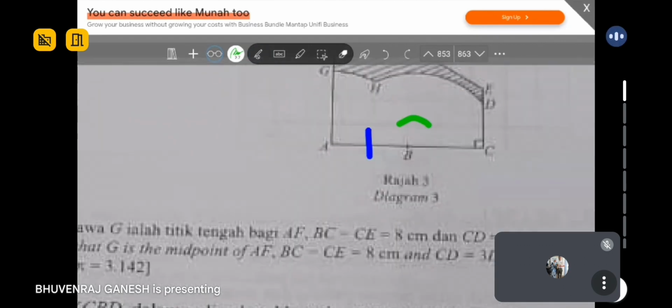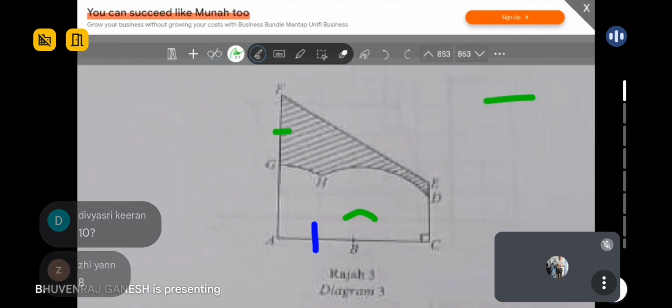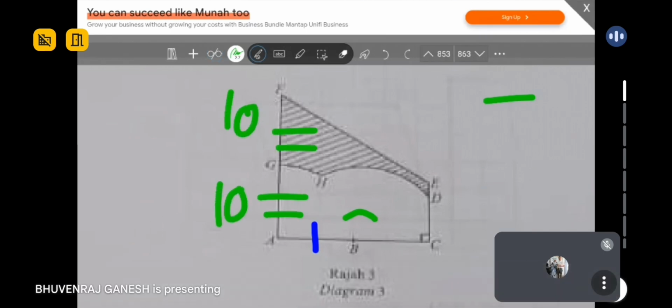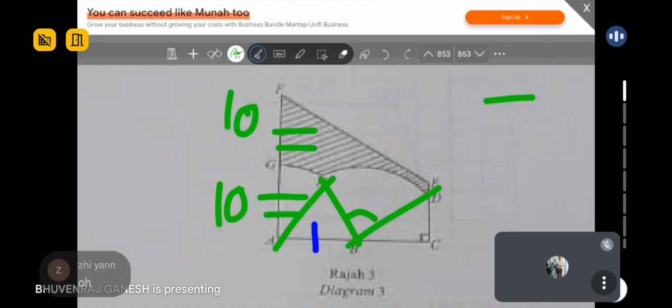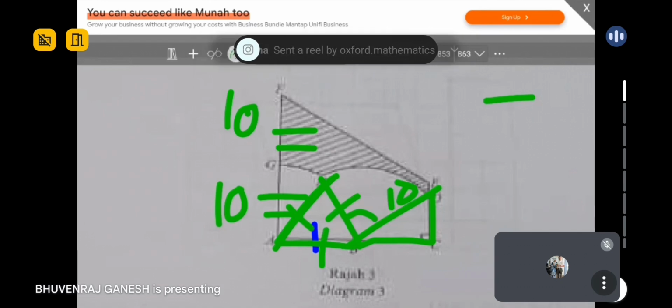Let me see the information. Okay, so they say G is the midpoint. G adalah titik tengah. So means that they are the same value. Mereka adalah nilai sama. 10. It is 10 because our radius here was 10. Remember? Everything here is 10 cm, because based on this triangle, this one is 10, and this is an equilateral triangle. Segitiga sisi sama. So everything is 10.